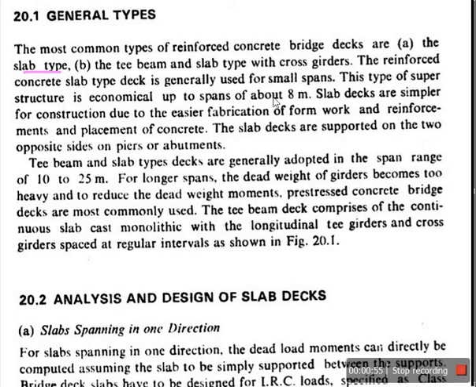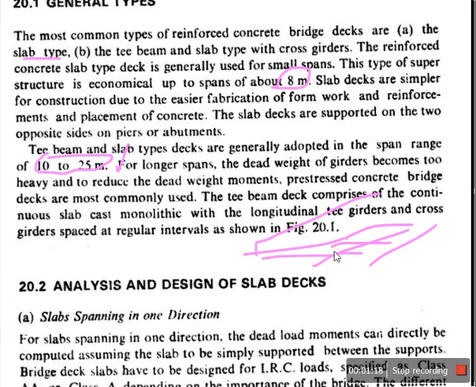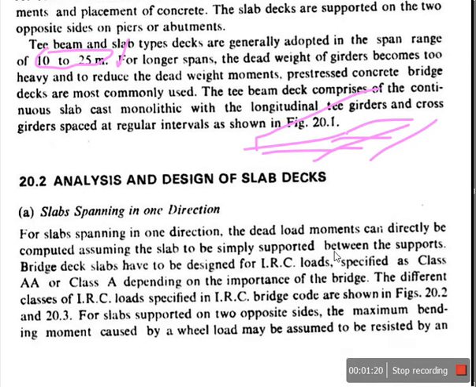We learned in the previous video that normally the slab type of bridge is taken when the spans are less than 8 meters. When the span is more than 8 meters, or at least 10 to 25 meters, then we go for a T-beam, where you have a series of longitudinal beams and a series of cross girders. Over it we have a slab. So in this video we are going to design a slab bridge, after continuing the discussion about loading.